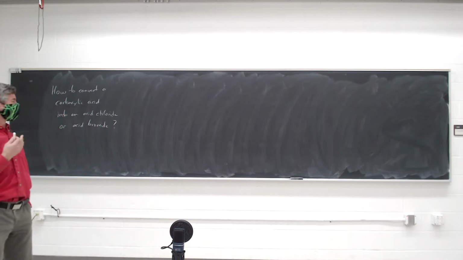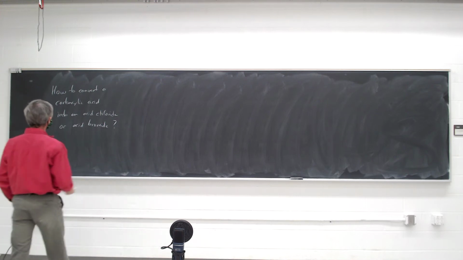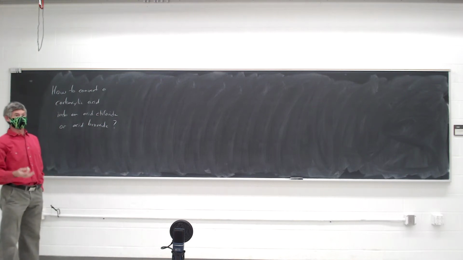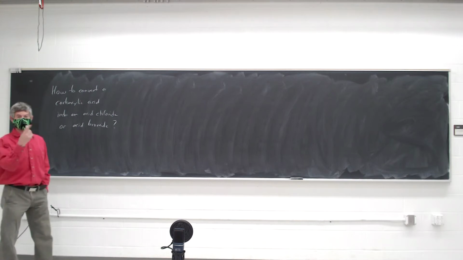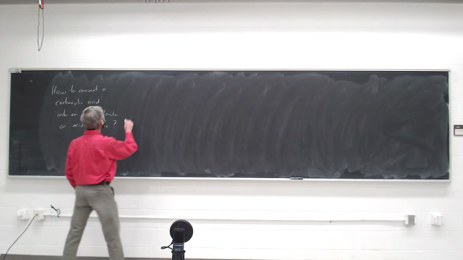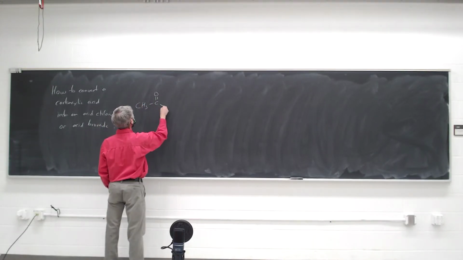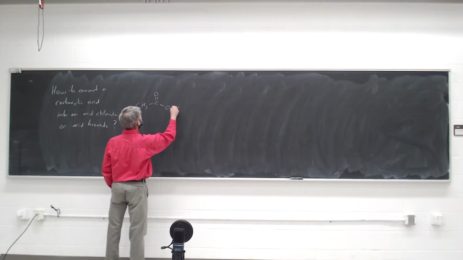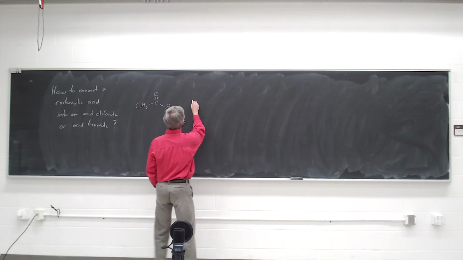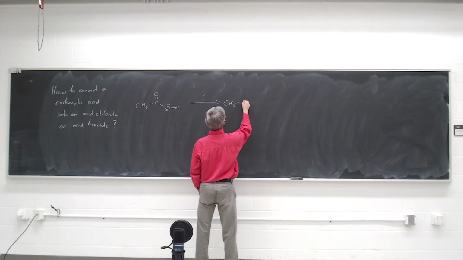So how do we go from an unreactive carboxylic derivative, the carboxylic acid, to the most reactive acid chlorides and acid bromides? So we're going upstream in the reactivity series. We'll just use acetic acid as an example, and we're trying to make it into acetyl chloride.